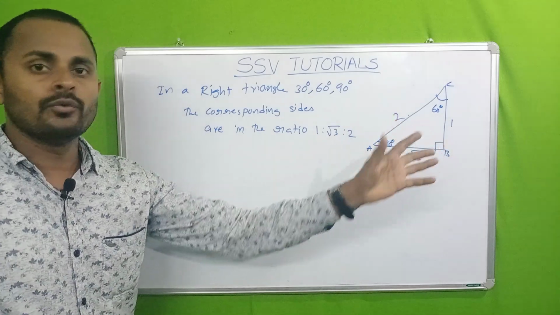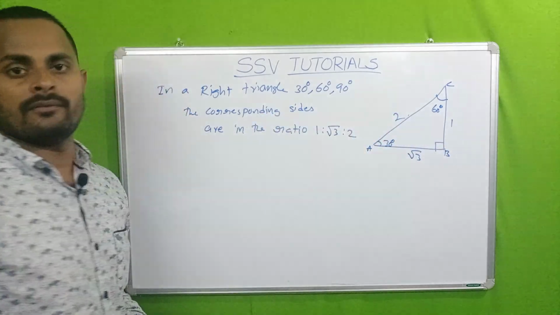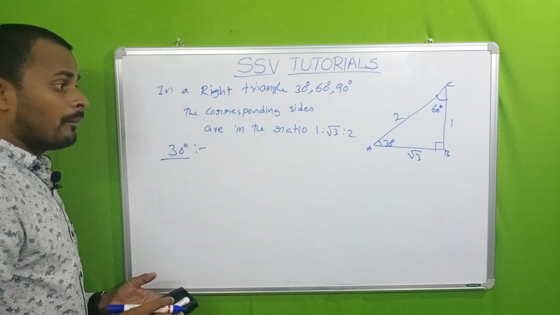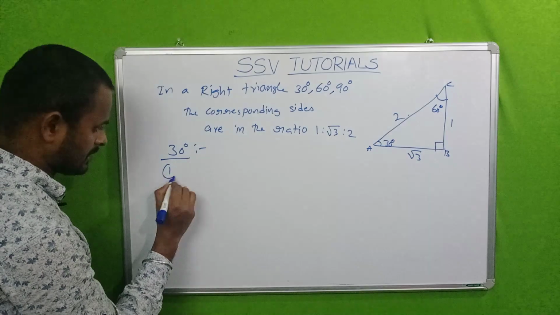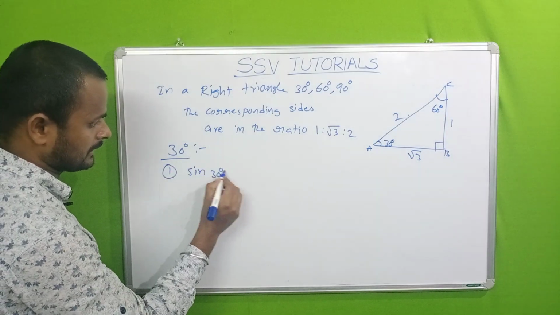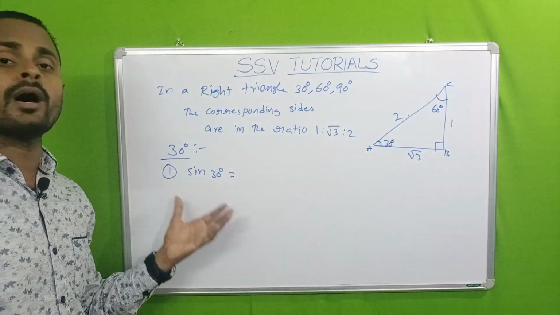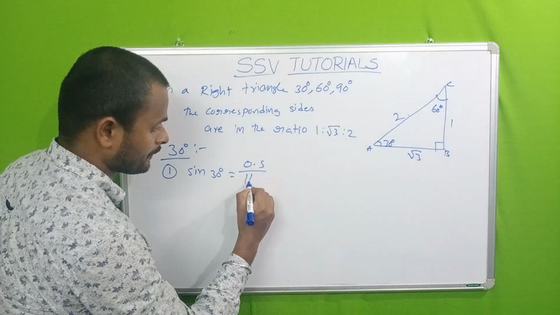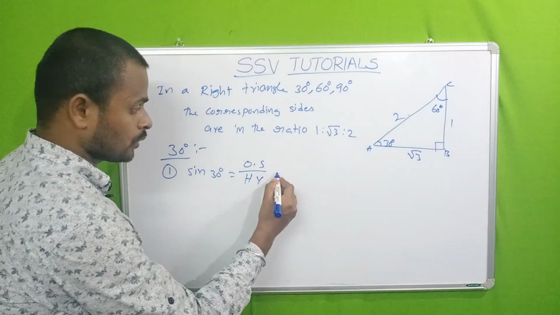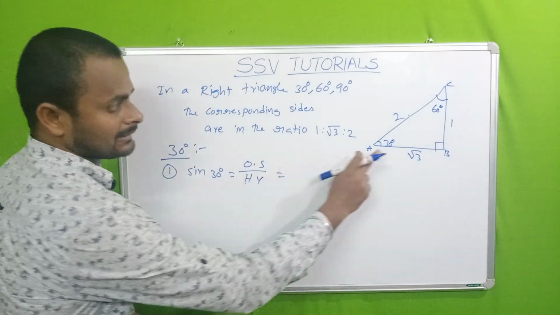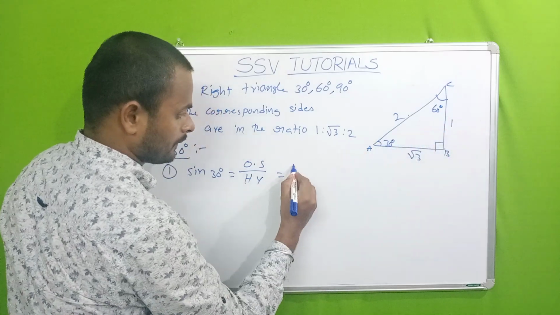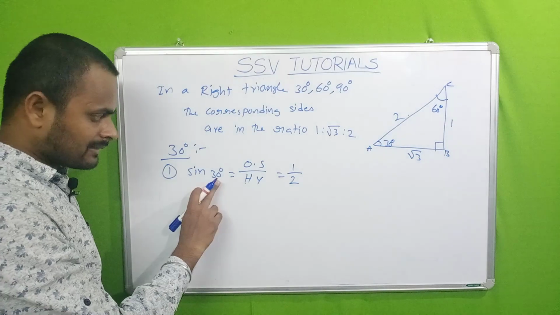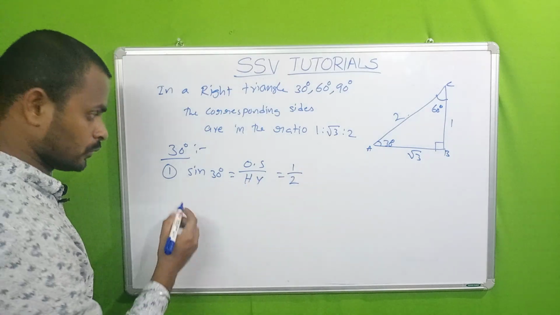By this way, for example, you want to find the values for 30 degrees. How many ratios? 6 ratios. First, sin 30. What is the formula of sine? Opposite side by hypotenuse. The opposite side to 30 is 1, by hypotenuse 2. So sin 30 is equal to 1/2.